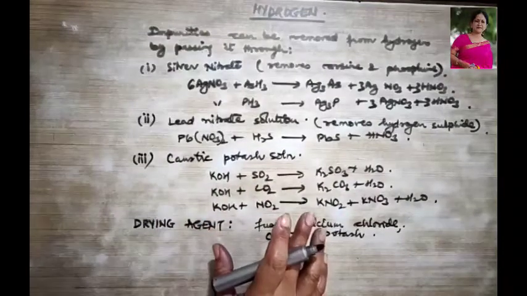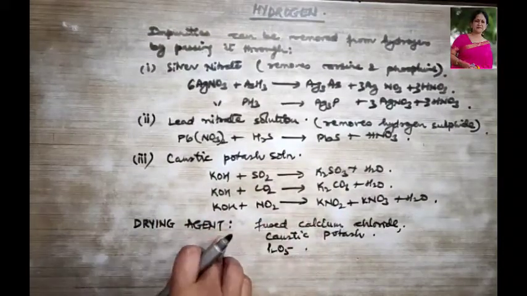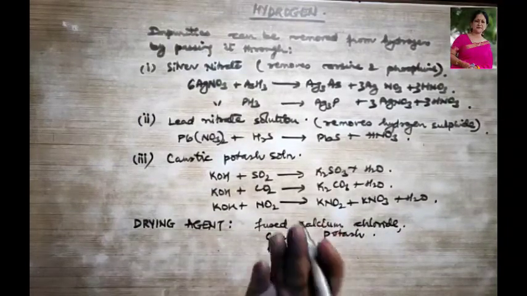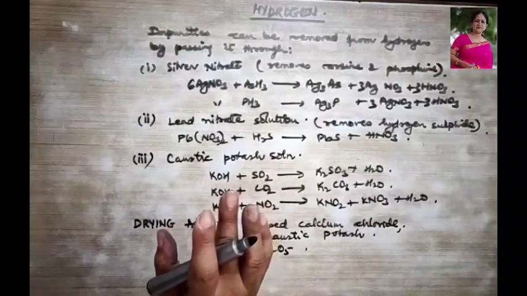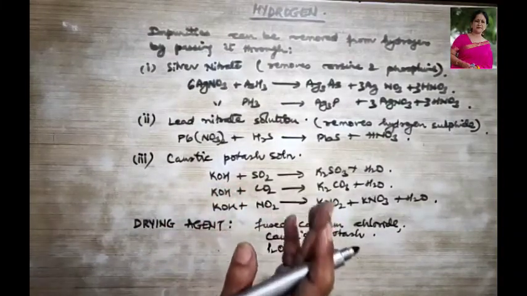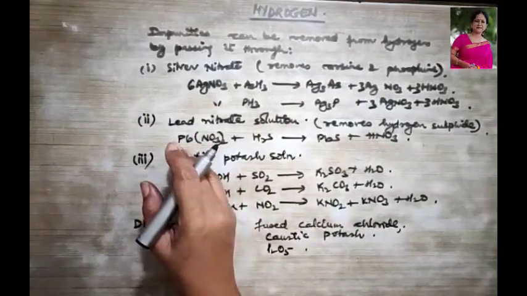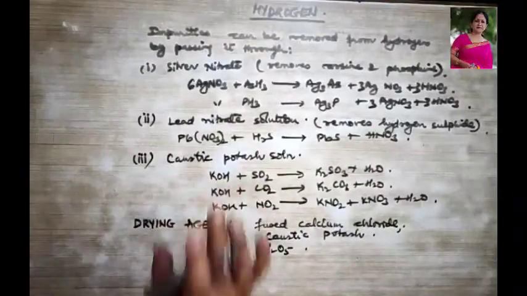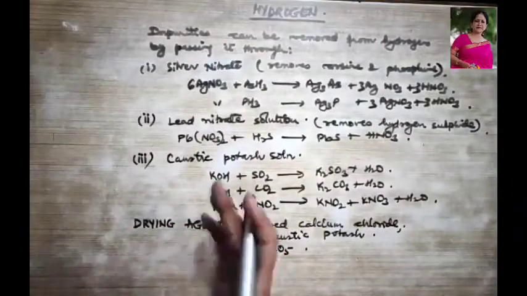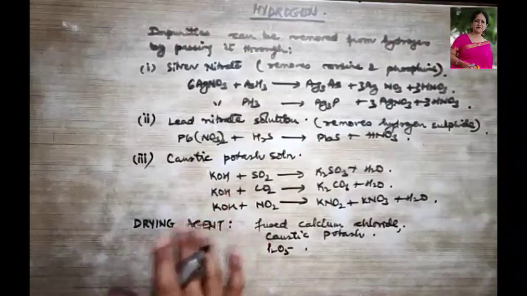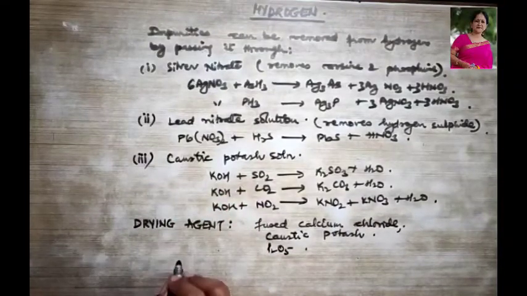Phosphorus pentoxide, they all can remove water from the moist hydrogen gas and make the gas dry. So the gas is purified after passing through the drying agent, and then it is collected over mercury. Why? Because mercury is placed below hydrogen in the activity series, and therefore it will not react with hydrogen at all. Purified and dried hydrogen gas is kept in mercury.